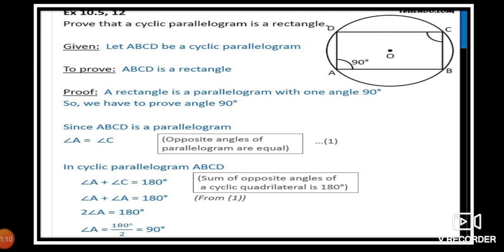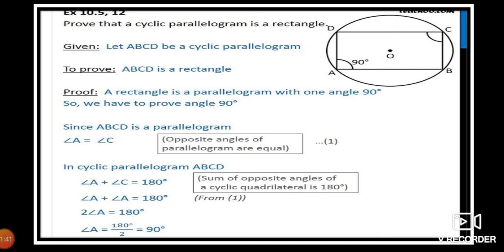Okay, given, let ABCD be a cyclic parallelogram. ABCD is the cyclic parallelogram. To prove, ABCD is a rectangle. Proof: a rectangle is a parallelogram with one angle 90 degrees. So we have to prove an angle is 90 degrees. Since ABCD is a parallelogram, angle A equals angle C. Opposite angles of a parallelogram are equal.